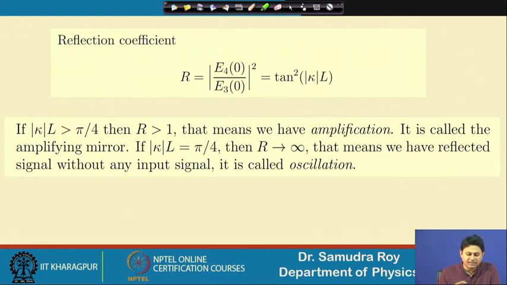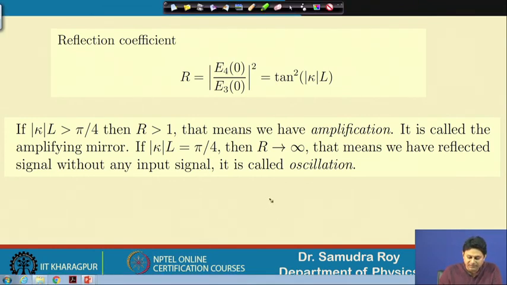So, that is an added thing, and this amplification is possible because of the fact that we are pumping. If you remember this system, we have some sort of pumping, and this pumping gives rise to the fact that some sort of amplification may be possible. Now, if it is pi by 4, then R tends to infinity. So, we have some sort of wave without any kind of input. It is nothing but the oscillation. So, several things can happen here, and this is a very interesting process.